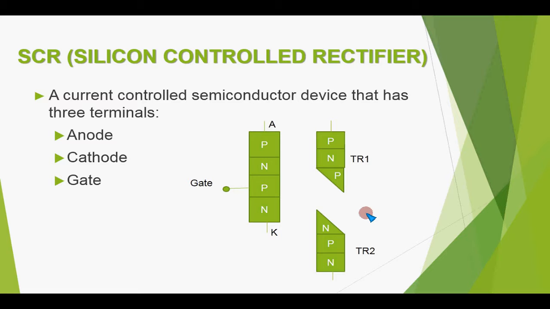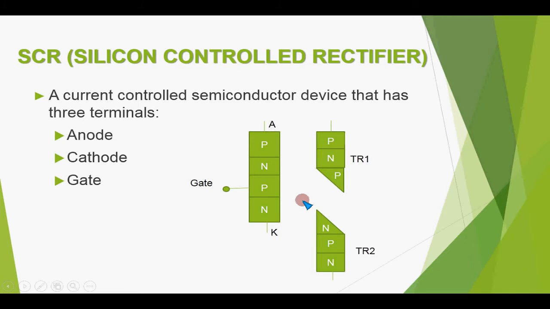In the previous lecture, we discussed the varistors, their uses, and their construction. Today, our topic is the SCR, the silicon controlled rectifiers. These are current controlled semiconductor devices that have three terminals: the anode, cathode, and gate. This is basically a PNPN semiconductor switching device which has these terminals containing anode, cathode, and the gate.